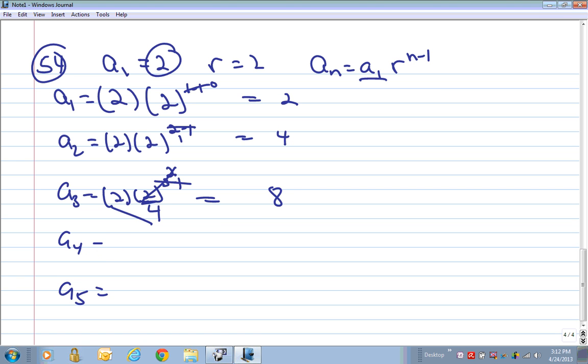For the fourth term, we have 2 again, the ratio is 2. We have 4 minus 1, cross that out, it's the third. Well, 2 to the third power is 8, and 2 times 8 is 16.